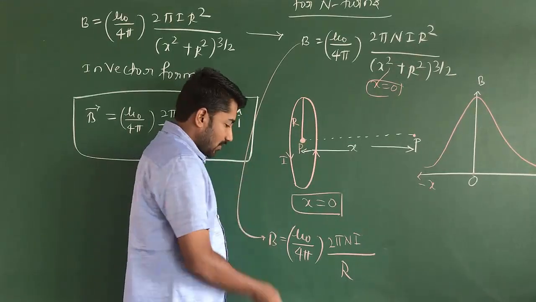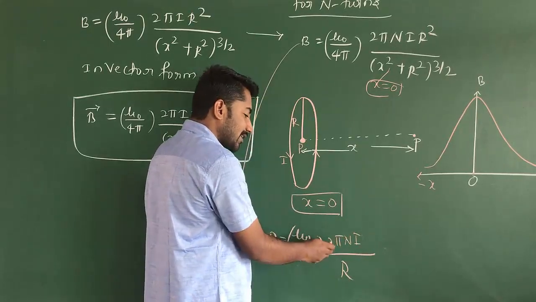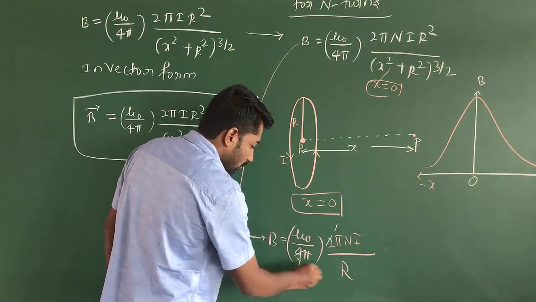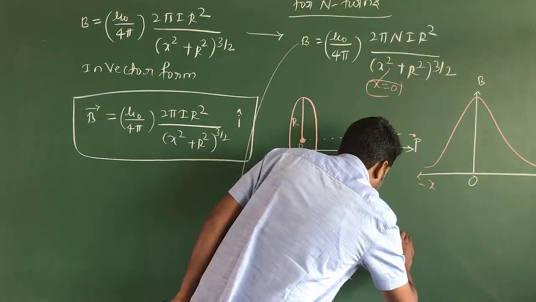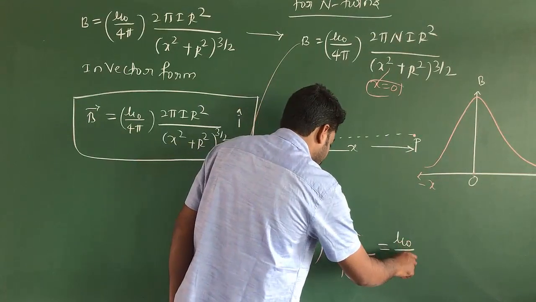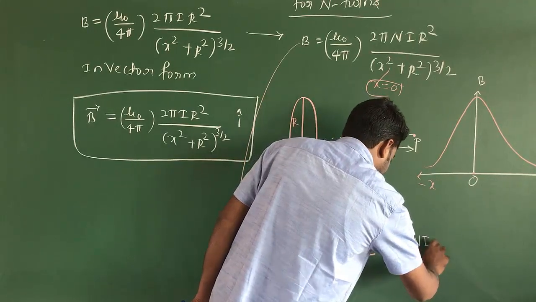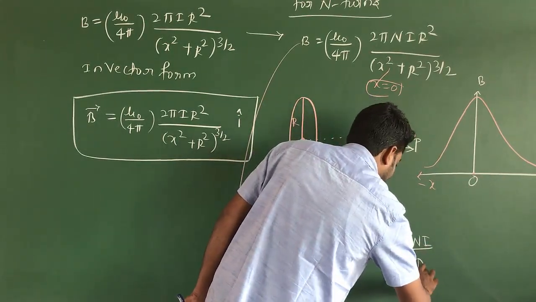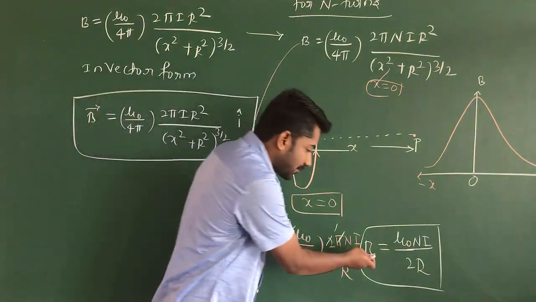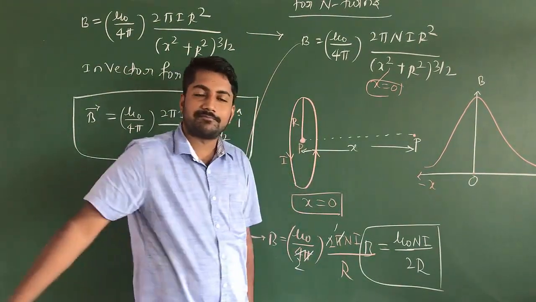For only one turn, you write B is equal to mu naught divided by 4 pi, 2 pi I divided by R. For n turns, 2 pi n I divided by R. Or you can also write this equation: the 2s cancel, the 4 pi and 2 pi cancel, and we get B is equal to mu naught n I divided by 2R, which is the expression for the magnetic field at the center of the circular coil.